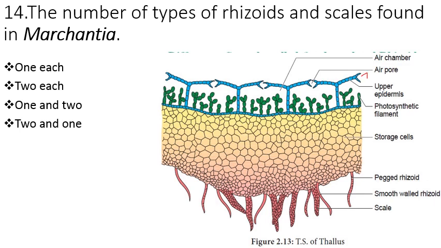If we talk about the transverse section of this Marchantia thallus, it consists of two zones. The upper one is the photosynthetic zone. It bears filaments, known as photosynthetic filaments, traversed by chambers. They also bear pores, which are known as air pores, and the chambers are known as air chambers. Then the lower zone is called the storage zone.